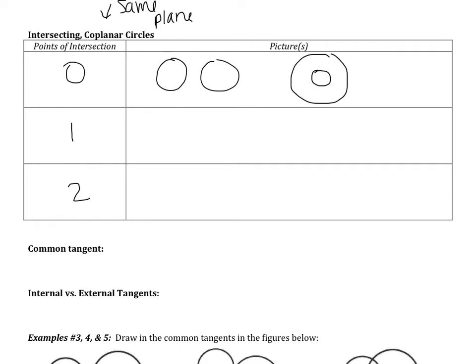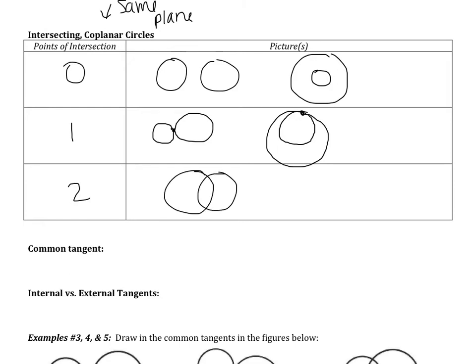Circles that intersect once could look like this, where they have 1 point of intersection here. Or, again, it could be one inside of the other, but with a point of intersection. And then circles that intersect twice, you've seen this before, hopefully. You probably used it in an English class, maybe. It's called a Venn diagram. So I have 2 points of intersection, one here and one here.